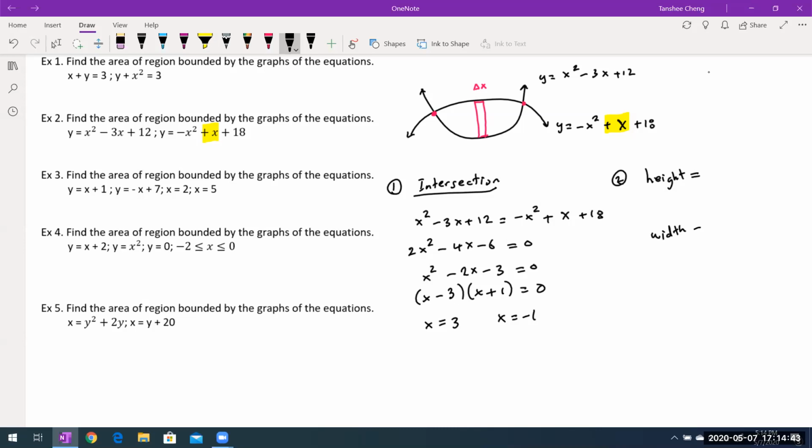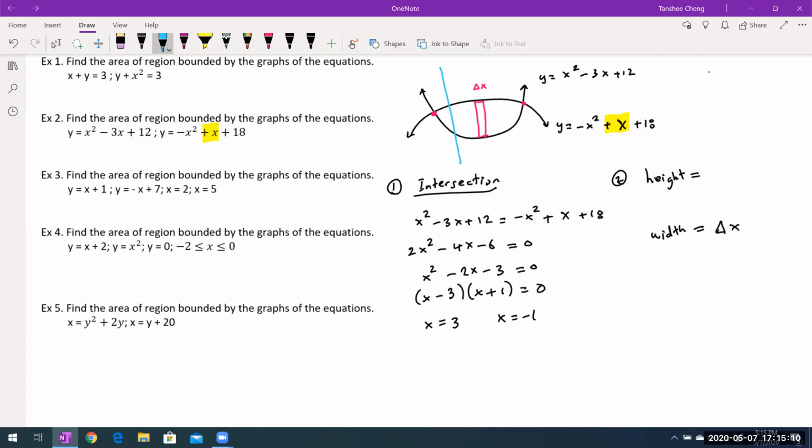The width of the rectangle is basically, we got that already since we already decided this is a vertical rectangle. So the width will be what? dx. That's why our limits are based on x also. The height is basically the top function minus the bottom function, that will help us to get the height of it.